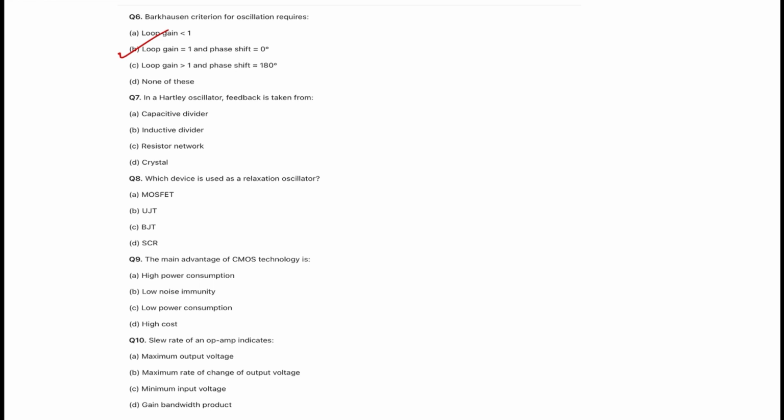Question number 7. In Hartley oscillator, the feedback is taken from option A, capacitive divider, option B, inductive divider, option C, resistive network, option D, crystal. For the case of Hartley oscillator, we know that the feedback is taken from the inductive divider. The capacitive divider is associated with what? Colpitt's oscillator.